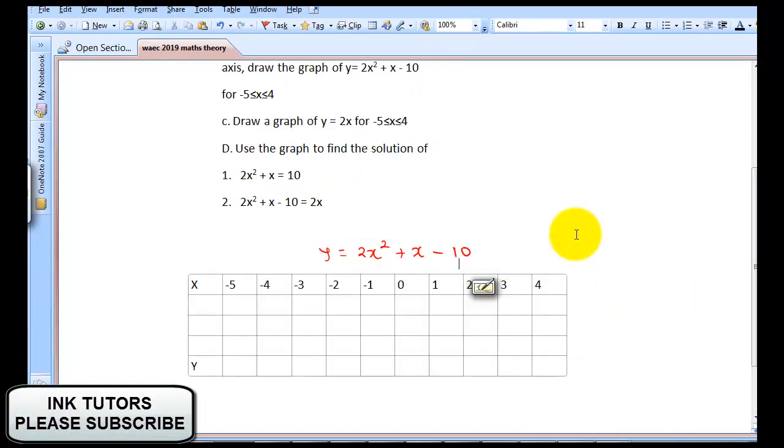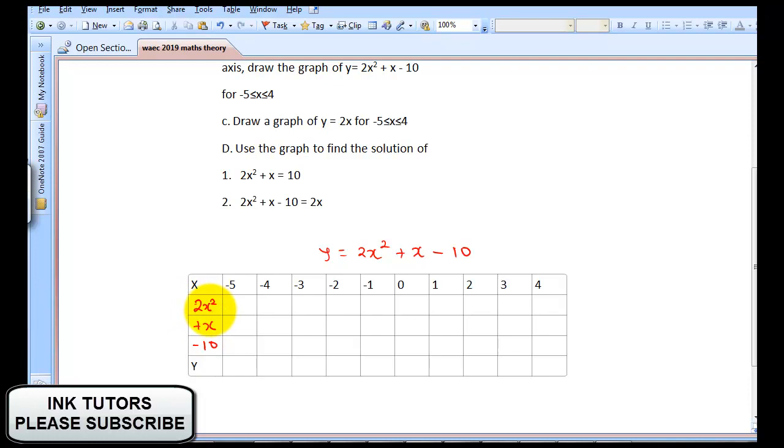plot my graph. Okay, so to plot my graph, now my equation is actually y is equal to 2x squared plus x minus 10. Now, the first thing I need to do is represent my 2x squared here. Okay, and here's going to be plus x, and here's going to be what? Minus 10. Now, for everywhere I have x, I'll substitute the values of x in my equation.